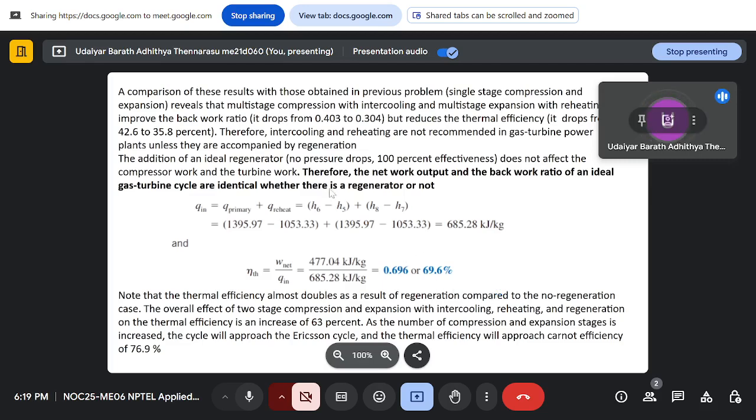But the assumption here is that everything is 100% ideal. So having inefficiencies, this will drop. It can come to 50% or less than 50%. As the number of compression and expansion stages increase, the cycle will approach the Ericsson cycle, which will have the same efficiency as the Carnot efficiency. If you compare with that, you will get 76.9% for the Carnot efficiency.